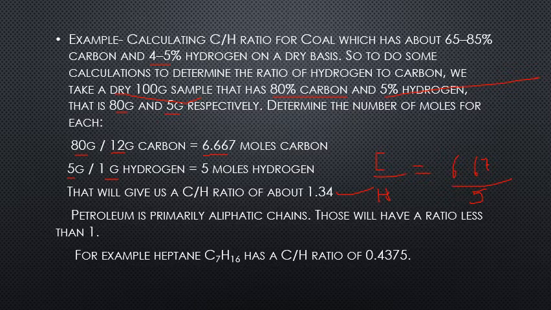So petroleum is primarily aliphatic chains. Those will have a carbon to hydrogen ratio less than 1. For example, heptane C7H16 has a C by H ratio of 0.4375.